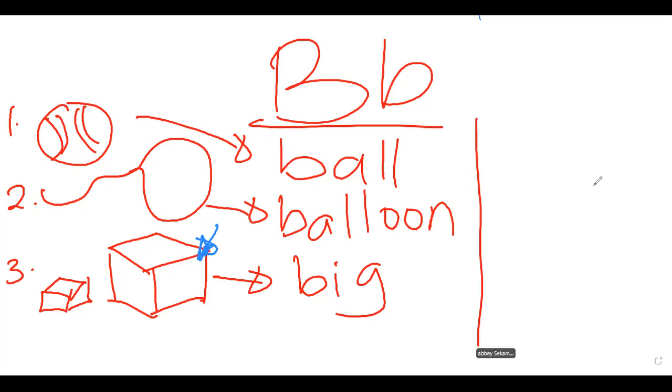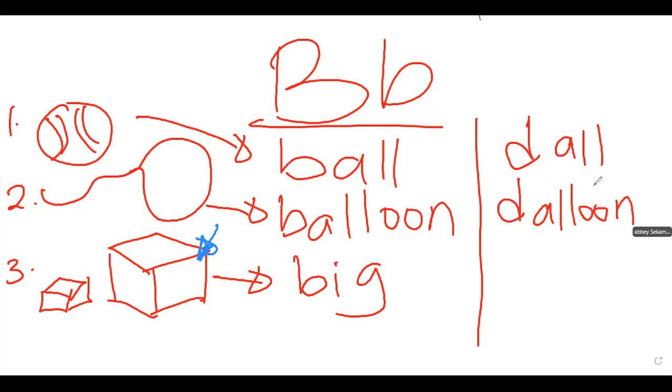Now, sometimes, because we've just come from kindergarten, we cannot quite remember how to write the letters. What do I mean? Sometimes instead of writing ball, people will write doll. Instead of writing balloon, people will write dalloon. Instead of writing big, people will write dig. Have you ever made this mistake? If you have, don't worry. This is going to go away with time.